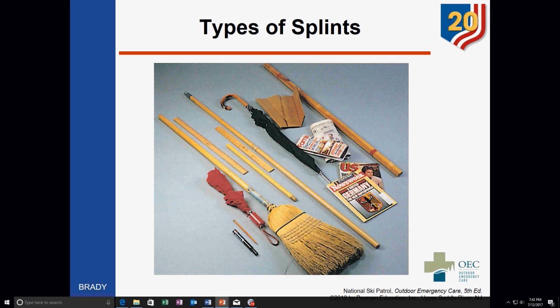Types of splints, you name it. You can use a pencil, you can use newspapers, whatever you have available. I can almost guarantee you that whatever accident you come upon or whoever comes in, you're not going to have the exact thing that you need. You're going to have to modify whatever's available or just be creative. That's where I go back to, it doesn't have to be pretty. It just has to work.